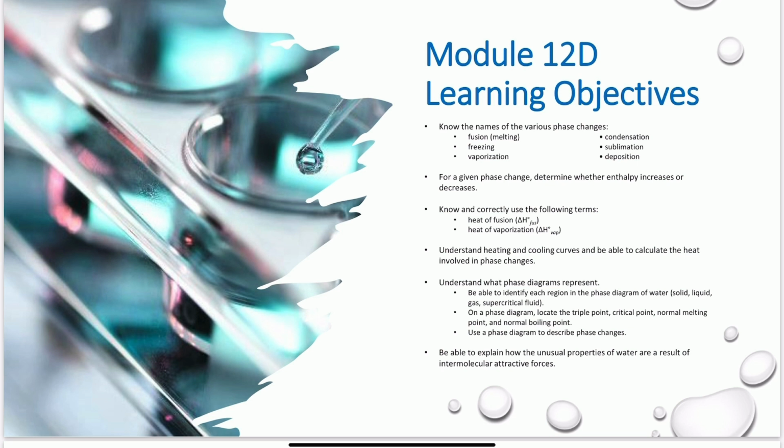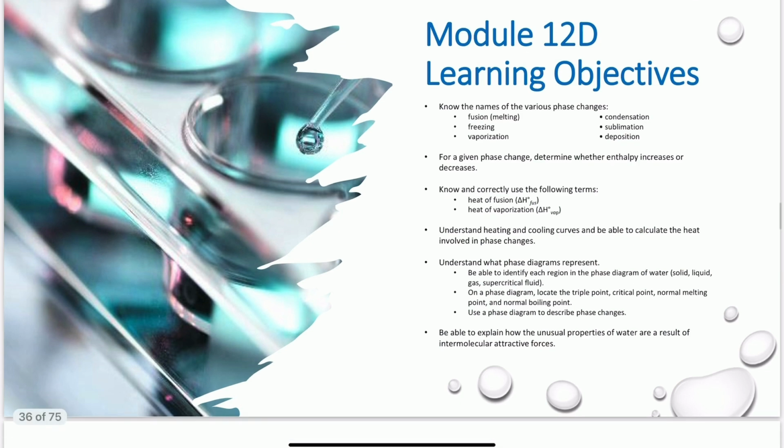And all of that. So you do need to know the names of the various phase changes: fusion, freezing, vaporization, condensation, sublimation, deposition. For a given phase change, be able to tell me if the enthalpy increases or decreases, therefore, is it endo or exothermic? You do need to understand heat of fusion, heat of vaporization, understand heating and cooling curves, be able to calculate the heat involved in phase changes, understand what phase diagrams represent. You're going to use the Clausius-Clapeyron equation to determine some information as well, and be able to explain unusual properties of water as a result of your intermolecular attractive forces.